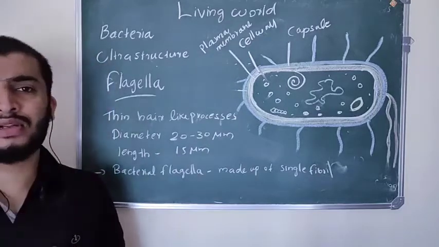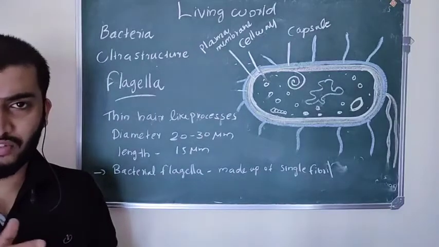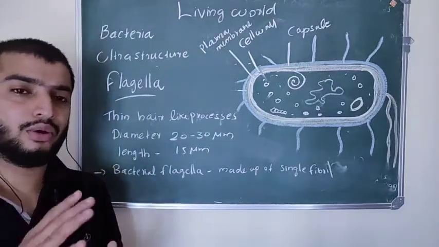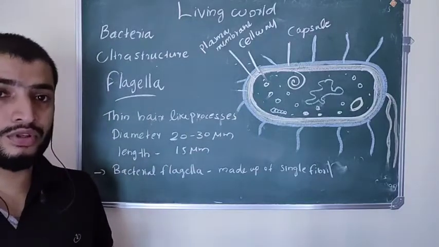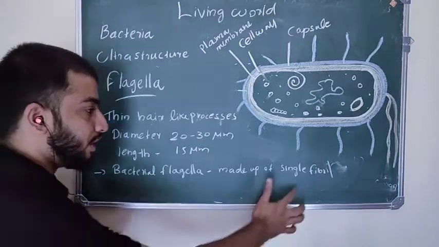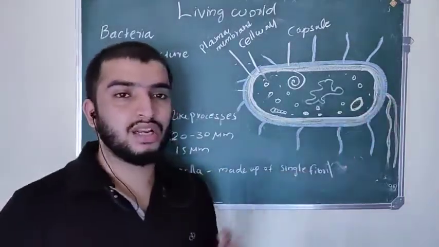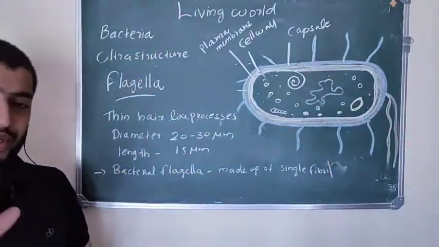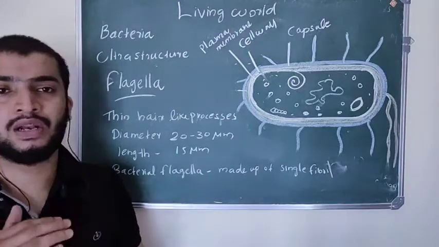Eukaryotic cells also have this type of flagella for locomotion, but that is different from bacterial flagella. Eukaryotic flagella are made up of 9 plus 2 microtubules, but bacterial flagella are made up of a single fibril and emerge from the bacterial cell. So bacterial flagella are present only in motile bacteria, and flagella help in locomotion.